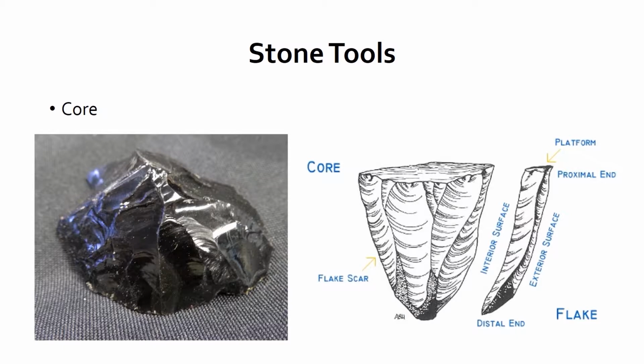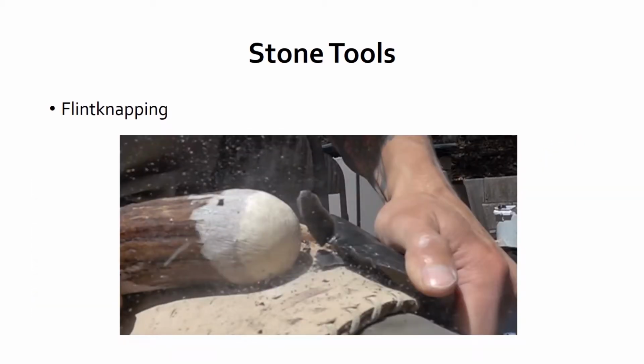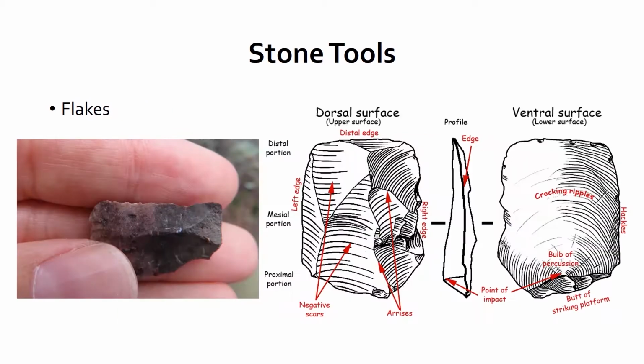Now core is the stone material that they start with to start flint knapping and make their tools. As you can see in the image to the right, they're going to hit the flat part of the stone at the top and break off a flake. So there's a platform, which is the flat top, and then the flake, which is what gets removed from the core. Flint knapping causes a lot of debris and flakes of stone to fall in and around the area where flint knapping is occurring. And sometimes that's all you're going to find are the flakes from stone tool manufacturing.